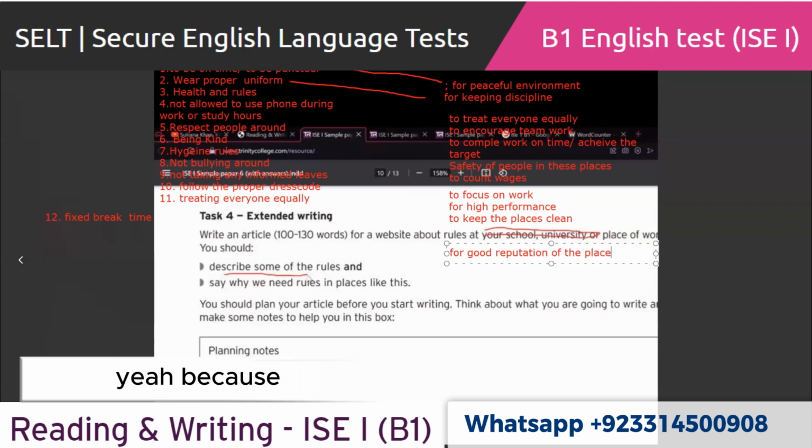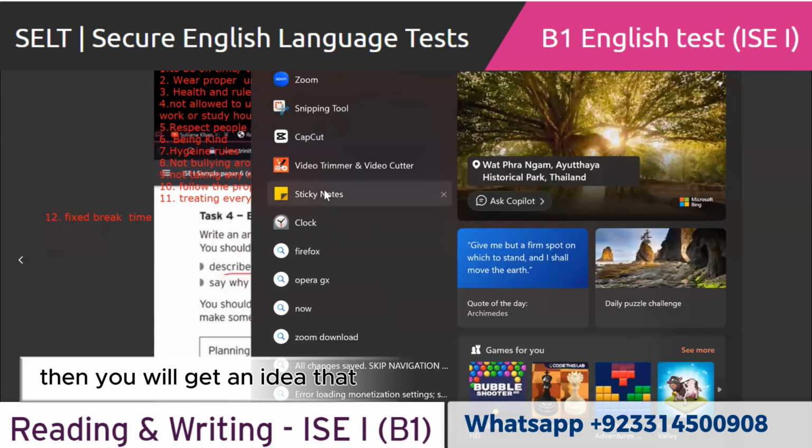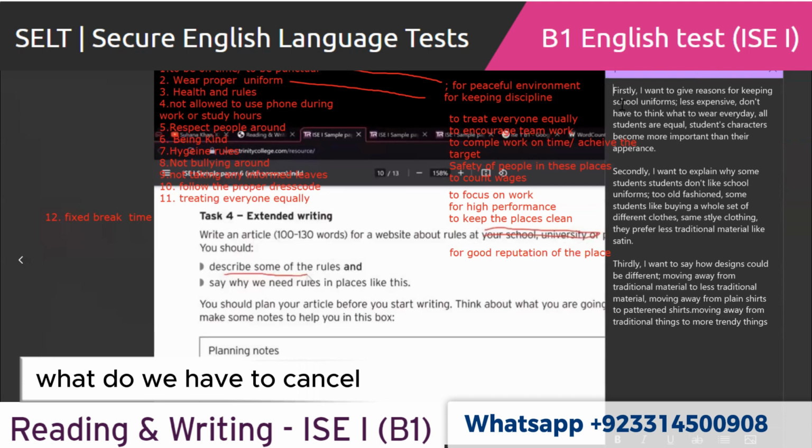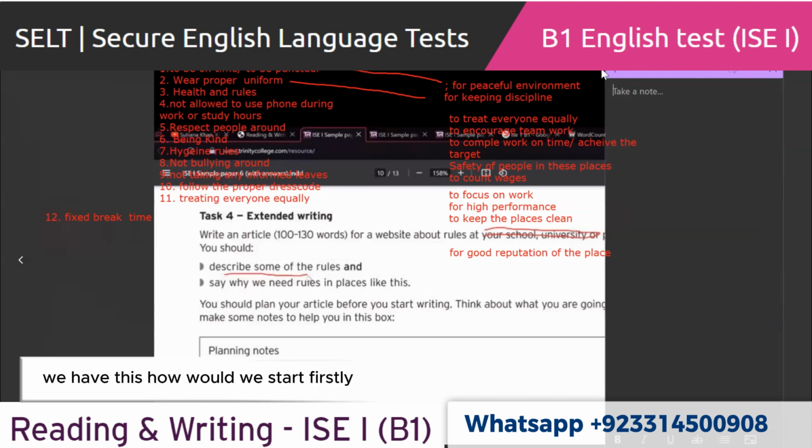All these points will make 200 words. No, not 200, because let's try to write it down. But before I write it down, I'll see how many words these are. Then you will get an idea of what we have to cancel. So for example, we have this. How would we start firstly?